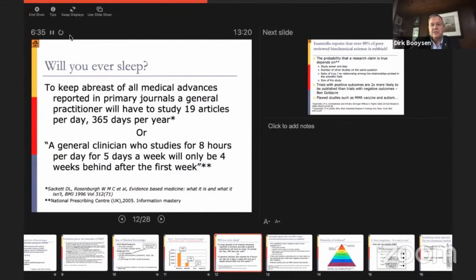So to keep abreast of all medical advances reported in the primary journals, a general practitioner will have to study 19 articles per day, 365 days of the year. And put a different way, a clinician who studies for 8 hours per day for 5 days a week will only be 4 weeks behind after the first week that he started doing this. So in essence, there's a huge pile of information that we may not get to be able to read, and we all know that.